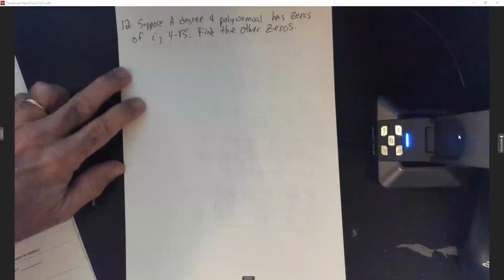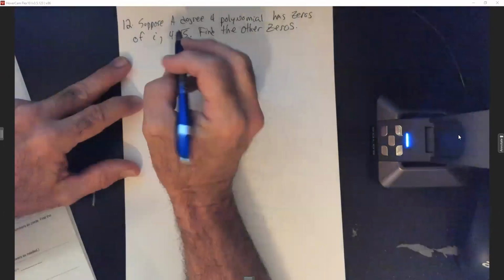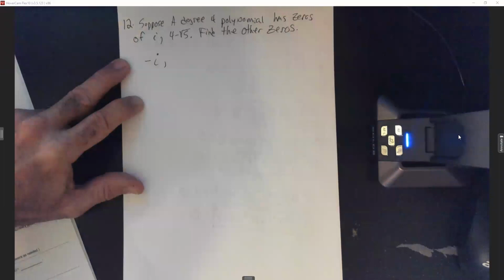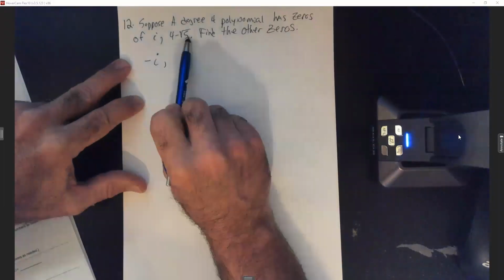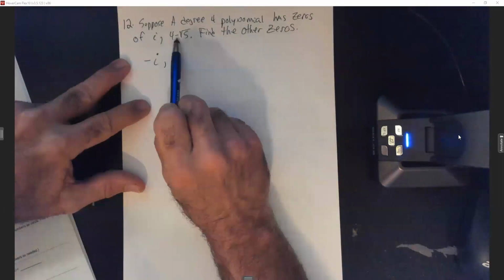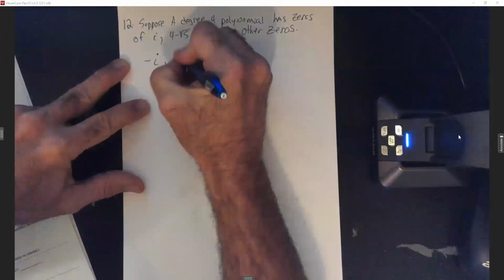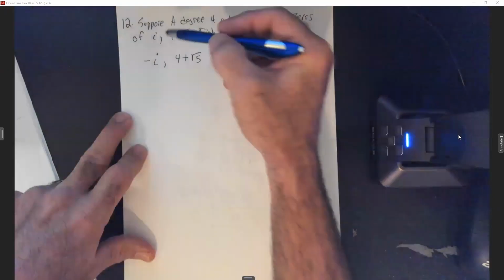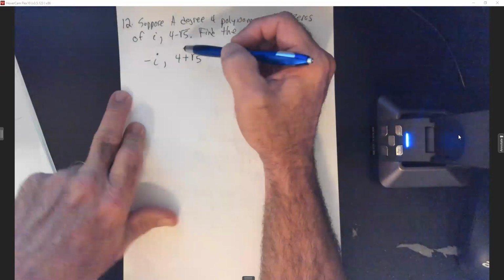Well, since this is imaginary, that means they come in conjugate pairs. So if i is a 0, that means negative i has to be a 0. Also, radicals like this come in conjugate pairs. If 4 minus square root of 5 is a 0, then 4 plus square root of 5 is also a 0. So on this one, you don't change the sign of the 4, just the sign that's in front of that radical. You know, that's it on that one.